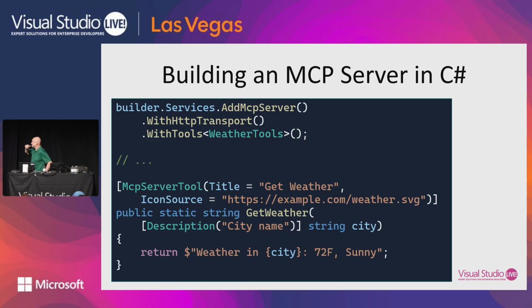So here's what I was saying. You're building a thing, and you're saying, I'm an MCP server tool. You give it a title, you can give it an icon source, you can give it a description. That description is actually of the parameter, city name. But you should have comments that say what the tool does, because that's how the large language model knows how to call it.